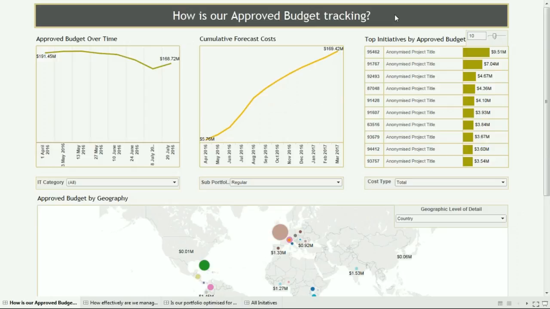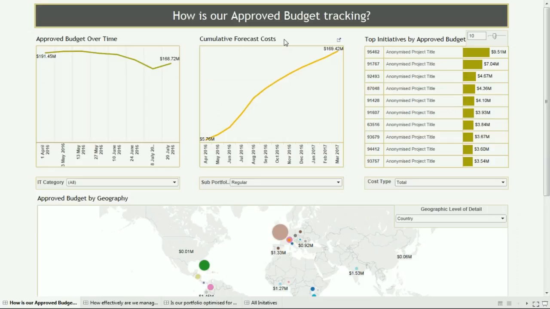So the first question, how is our approved budget tracking? This is about our current position versus our budget position. On the top left-hand side, we've got approved budget over time, which charts our journey from the start of the financial year to our current data point. And I guess one of the benefits of using something like an analytics package is that you can get more information if you hover over the data point. So for this example, you can see the change since baseline of minus nearly 12%. So in this example, we would be in a healthier position than we were at the budget.